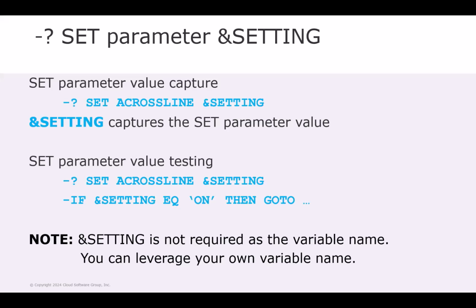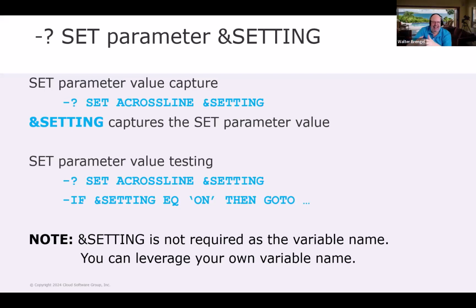The one thing I want to point out is the variable name doesn't have to be ampersand. It can actually be anything you want. I could have called it amper Renee, and that would certainly work as well. And then the across line value, because that's the parameter I'm utilizing here, would be in amper Renee, or amper setting in this case. And can I just add, if you don't have the amper setting and just say dash question mark set across line... Yes, I'm getting to that. I'm getting to that.